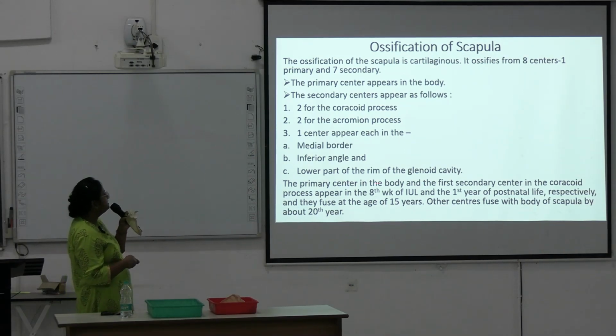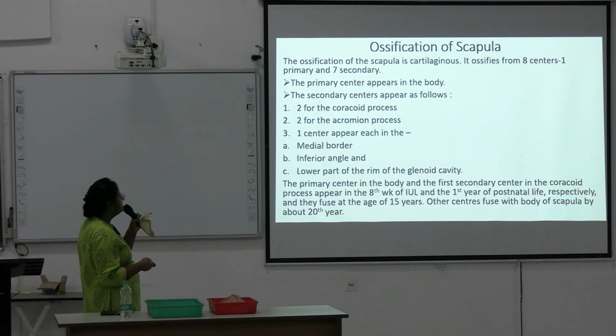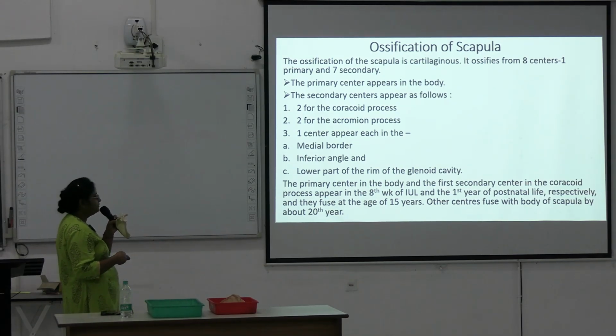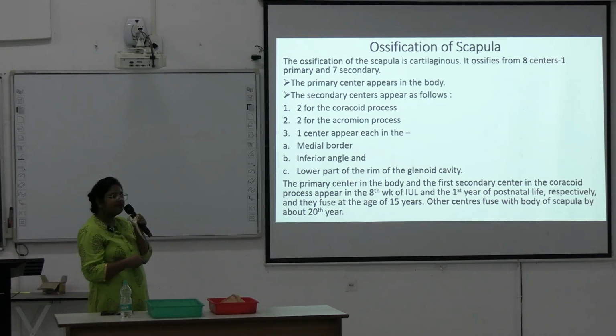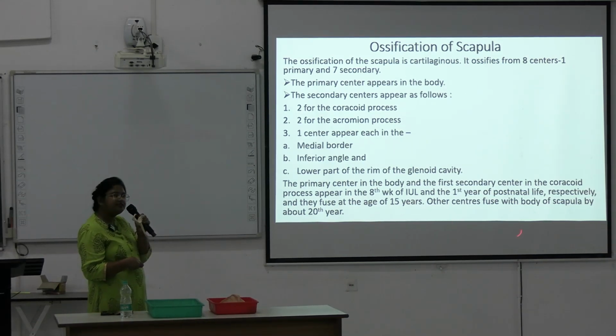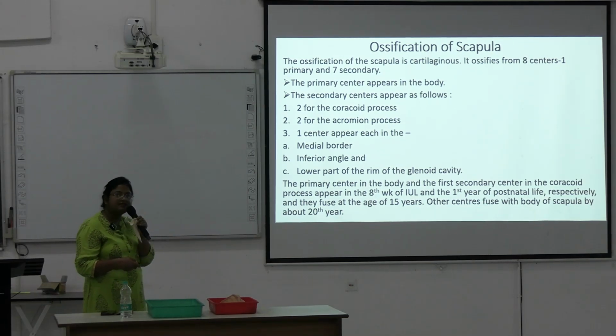The primary center in the body appears at the 8th week of intrauterine life, and the first secondary center appears in the coracoid process in the first year of postnatal life, the first year of age of the child. They fuse at the age of 15 years, and the other centers fuse with the body of the scapula by the 28th year of age.